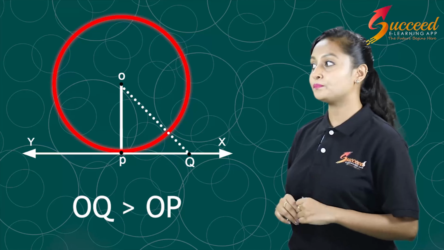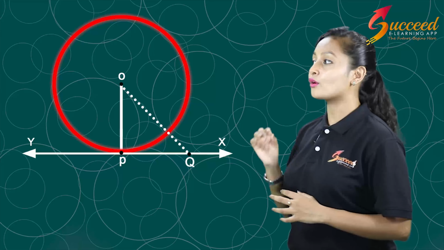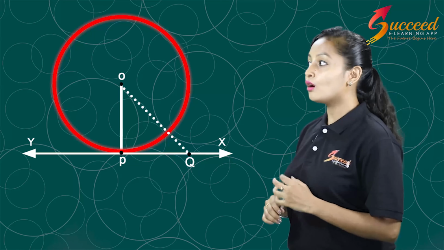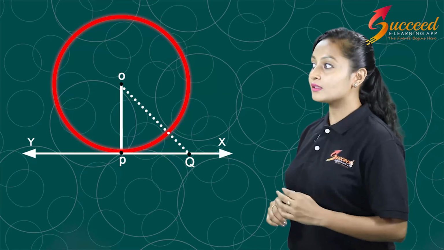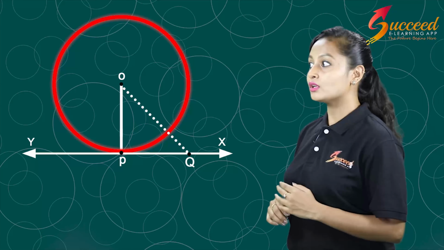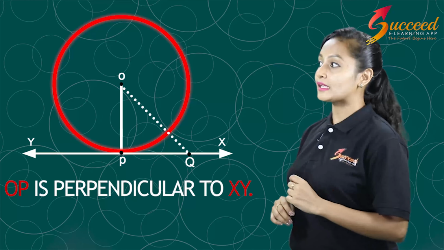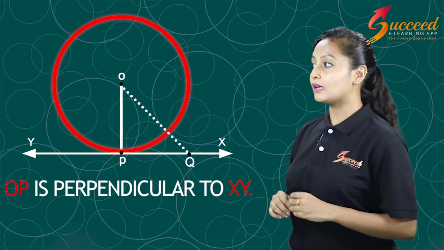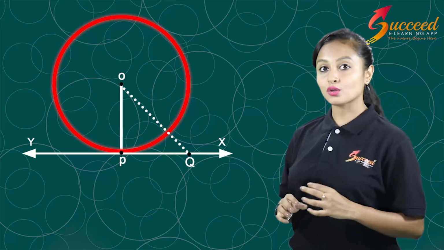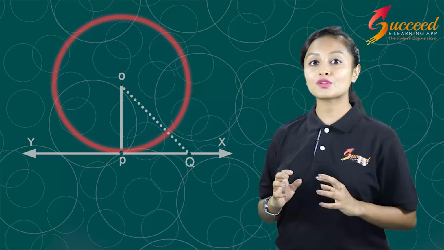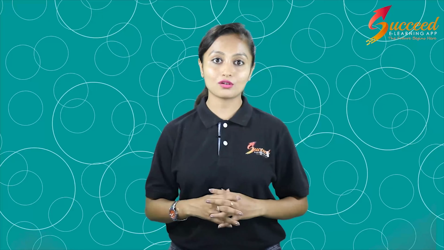Since this happens for every point on the line xy except the point P, OP is the shortest of all the distances from the point O to the points of xy. Therefore, OP is perpendicular to xy, and any tangent will intersect the circle at only one point. Through this, let us get to the conclusion of the theorem.